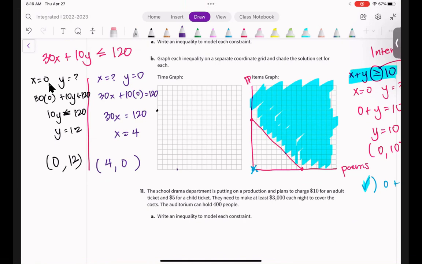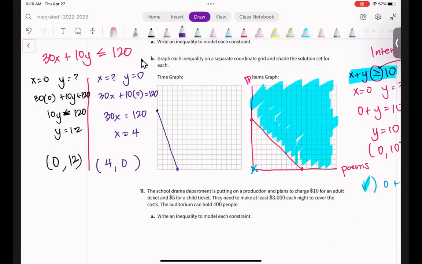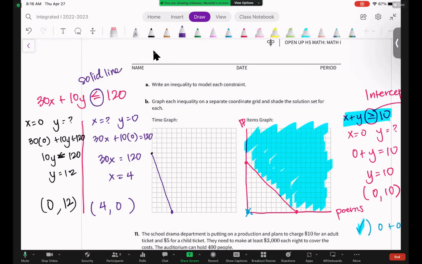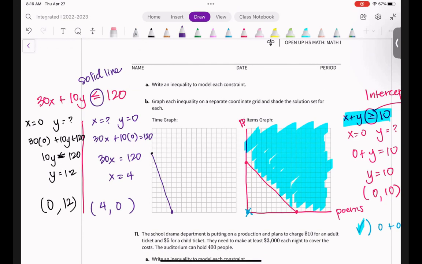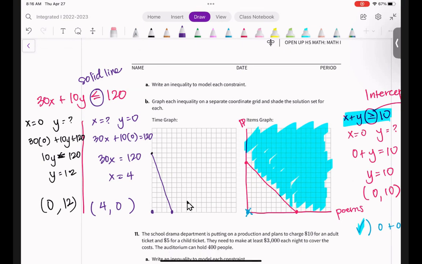So that goes here. And I'm going to do my best to draw a straight line. Again, this is a solid line. This tells me this is a solid line, not a dashed line, right? How did I check? How did I figure out which side I should shade? Who remembers that? Very good. I plugged in this 0, 0 and I checked to see if it works.